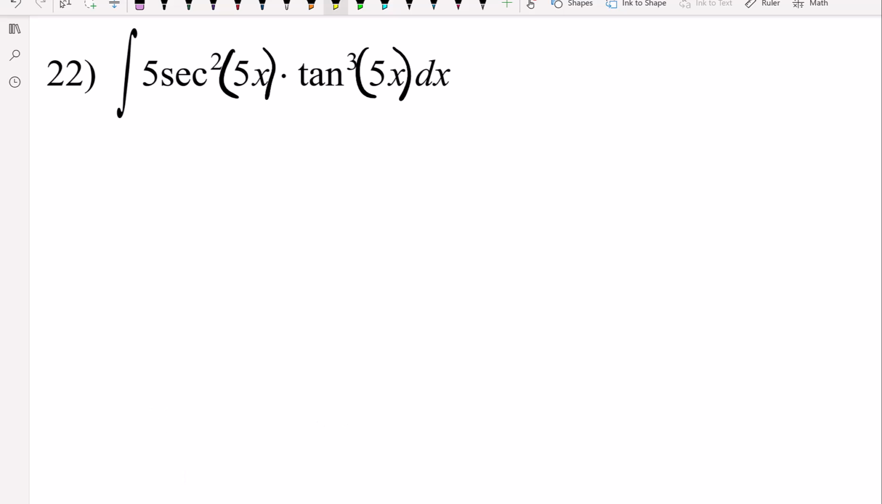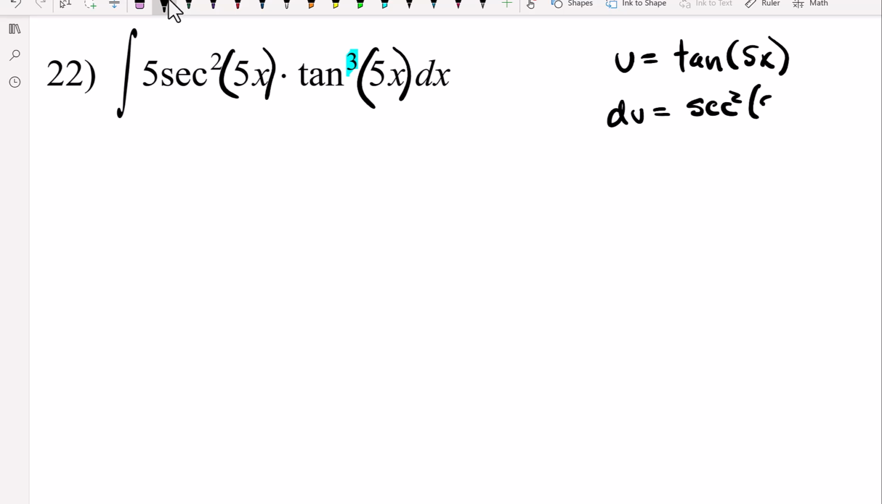So a good idea to start to figure out what the u is going to be is look at if one of these trig functions has a higher power, then that's the indication. I'm going to put that in blue. That's the indication that tangent theta is going to be our u, and then our du, the derivative of tangent is secant squared theta times the derivative of theta, which is 5. So I'll just put the 5 in front, dx.